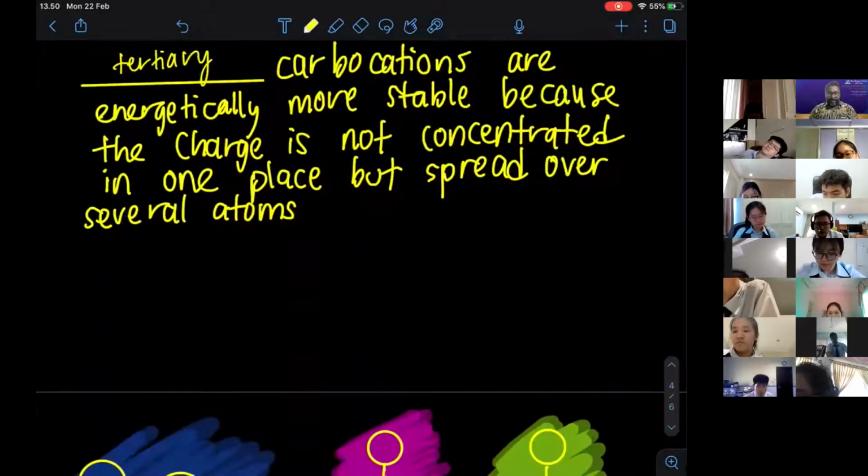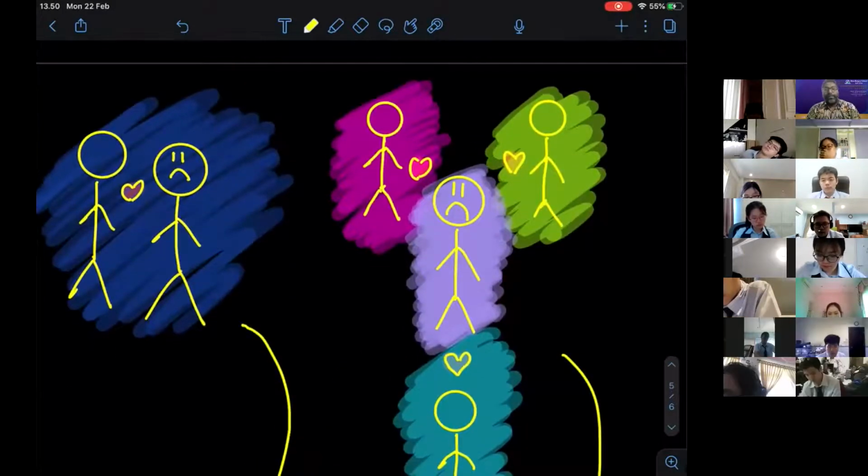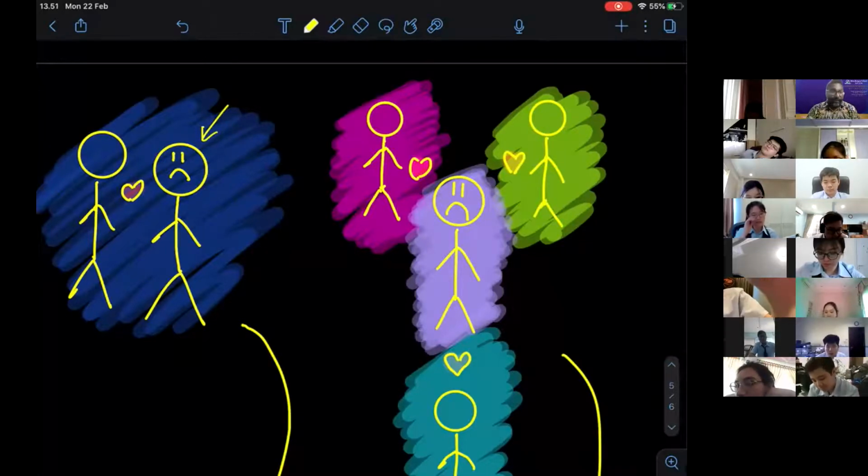To explain this, I like to use this kind of diagram. Imagine that you are a carbocation, something that has lost electrons. Imagine this is a person who just broke up with his girlfriend and is depressed. He's sad. Then there is someone, maybe a friend, trying to tell him, don't be sad, trying to spread love. It's okay. Then maybe he can still share the feeling.